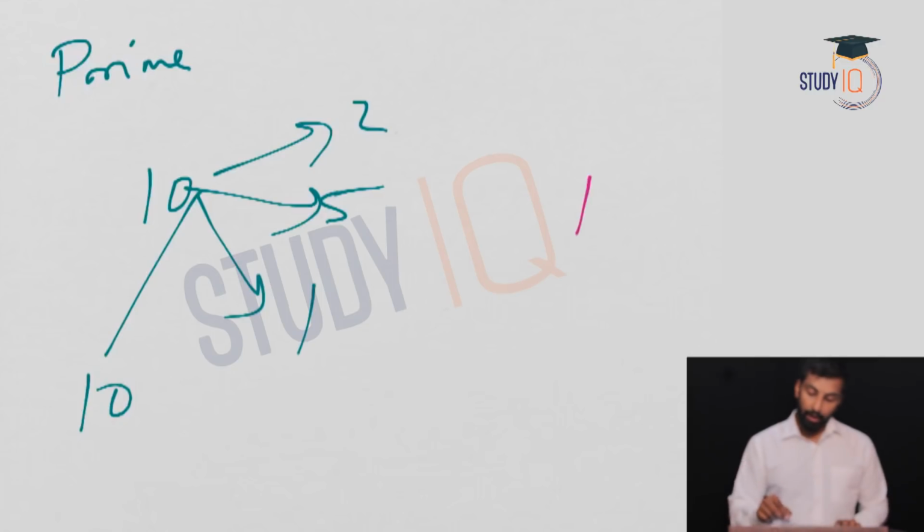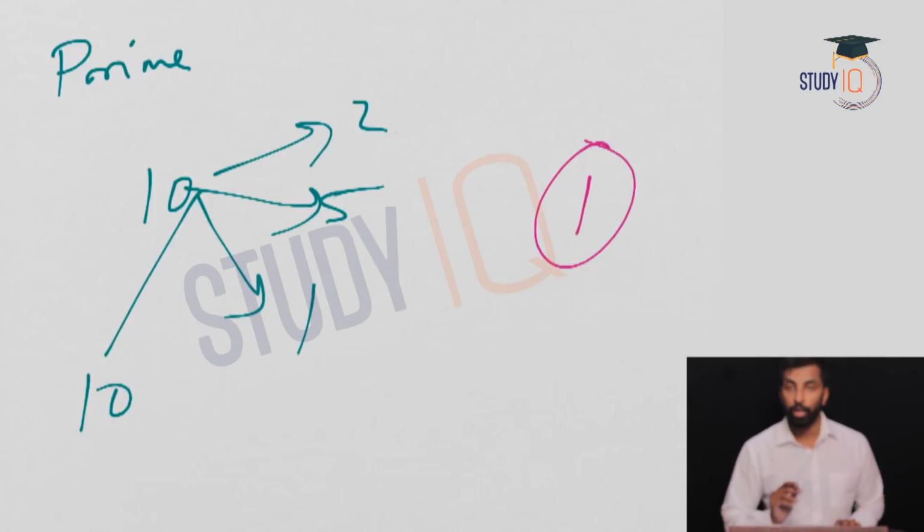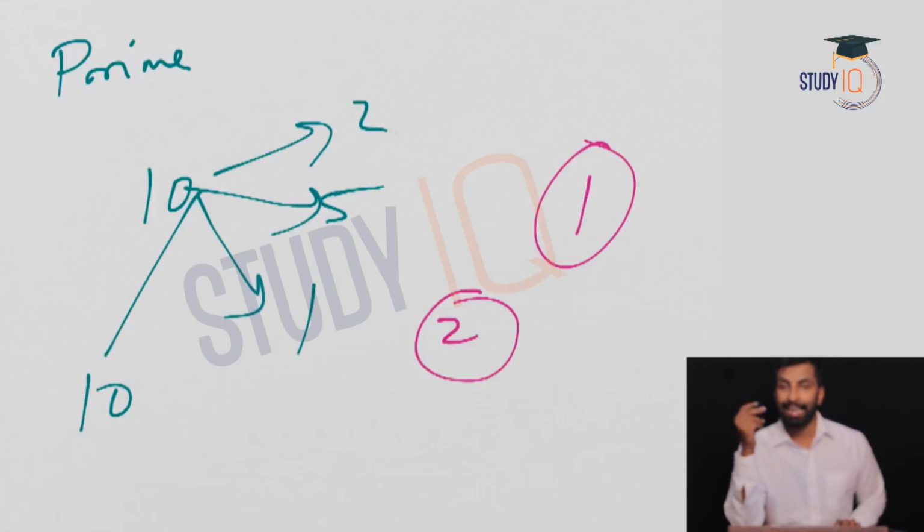And what about 1? 1 is neither a prime number nor a composite number. And the speciality of 2 is basically that 2 is the only even prime number. Any other even number you take, 2 will be a factor. So no other even number can be a prime number. So 2 is the only even prime number, and that's the speciality of 2. So I hope you understood prime number and composite number.